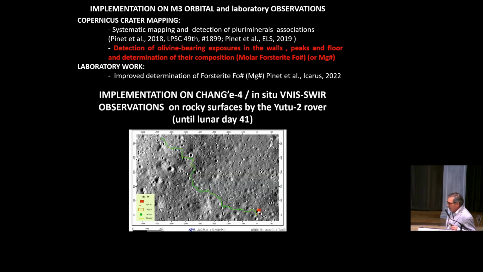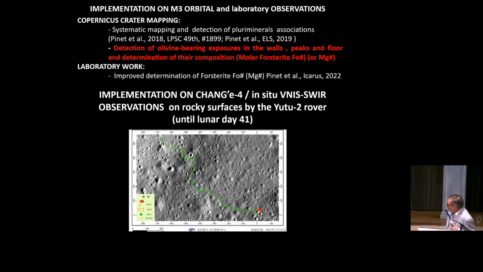This approach has already been applied in the past to a number of targets, mainly on Mars, but also on the moon. Some of it I published a few years ago about Copernicus in particular. So you can go back to this if you want, published in LPSC or so, or even at ELS. It was also implemented on lab work, tested on a very complete olivine solution suite of samples, ranging from fayalite to forsterite, to derive as precisely as possible the Mg or forsterite number.